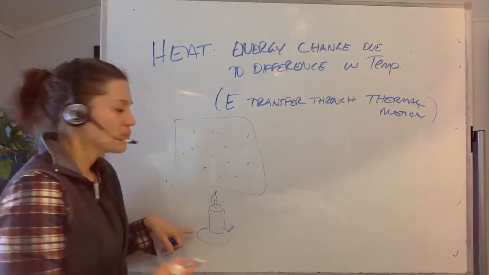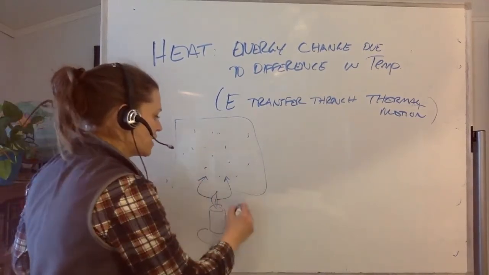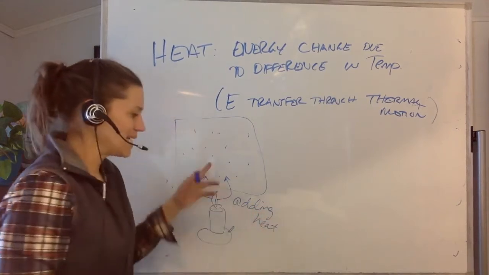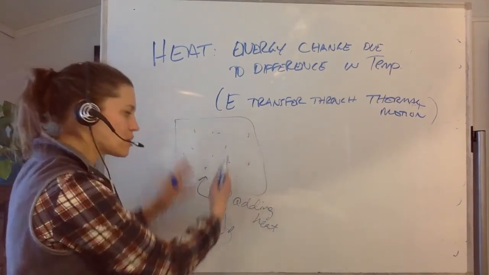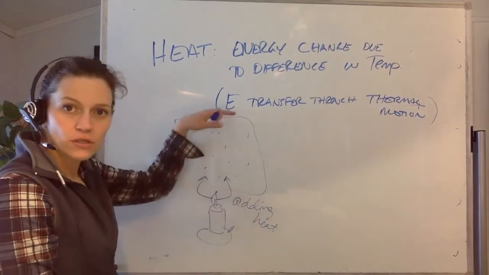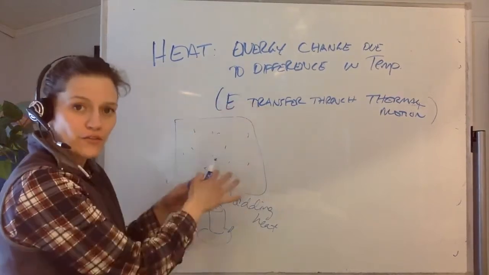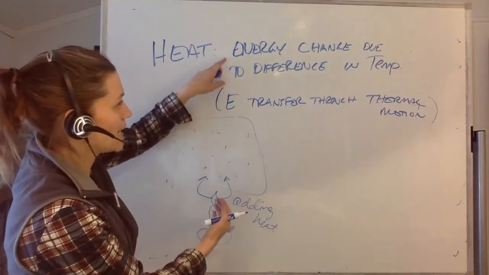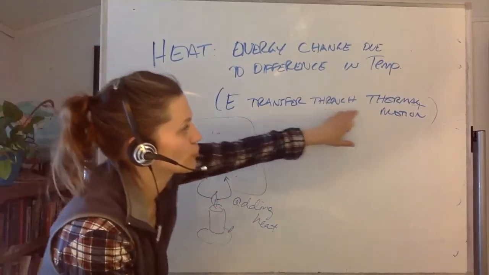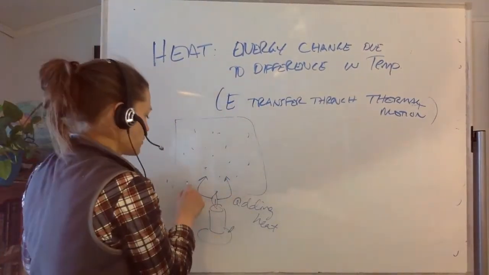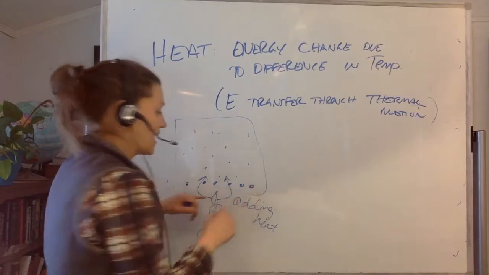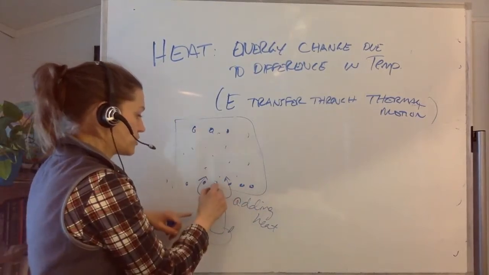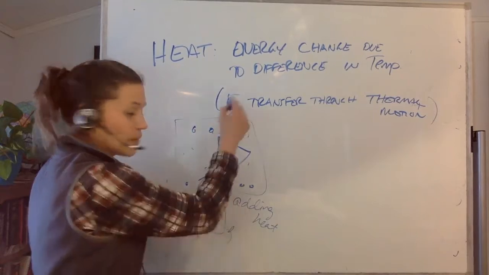If there's a little candle, I'm putting heat energy in. As I add heat energy, with high temperature and low temperature, there's a thermal gradient. There's a difference in the temperature between this side and that side. That's going to cause an energy flow, energy transfer through thermal motion. The particles down here are going to gain the thermal energy before the particles up here, and then these are going to increase their speed. They're going to start to really bounce around more and more.